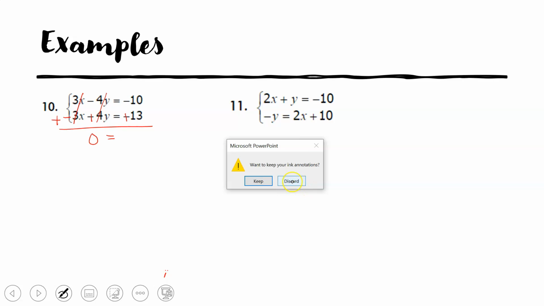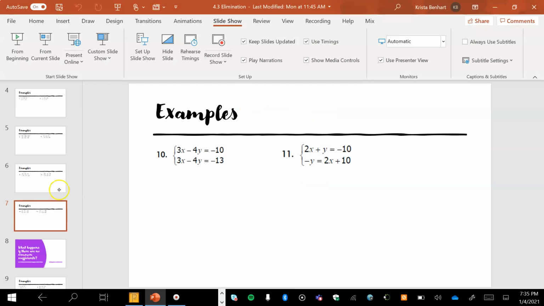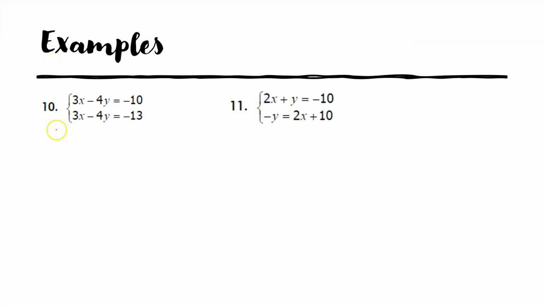Uh-oh. All right, let me go back. And I end up with 0 equals 3. And just like we did before in substitution, if your variables are gone and the numbers don't equal each other, this is a no solution. These problems go really quick.